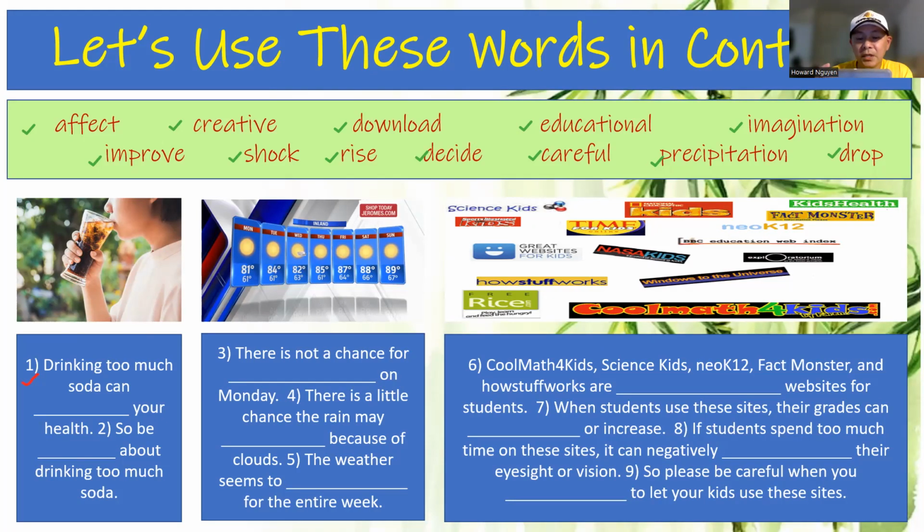So read again between the words. Think about the clues from the sentences and determine what word goes on the line. Okay, so the first one. Drinking too much soda can affect your health. So be careful about drinking too much soda.